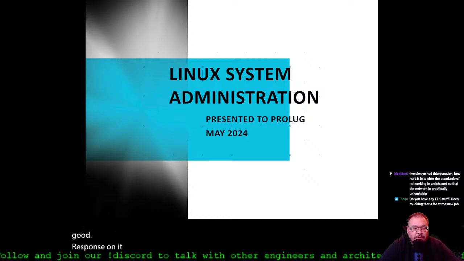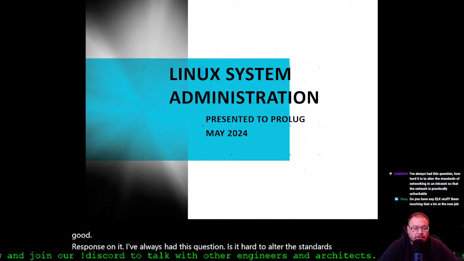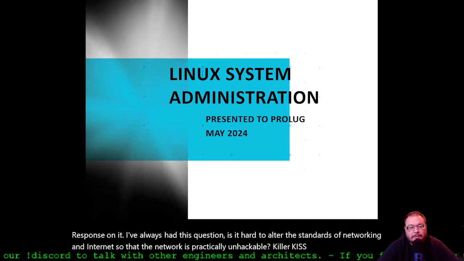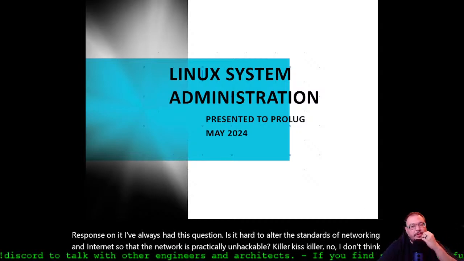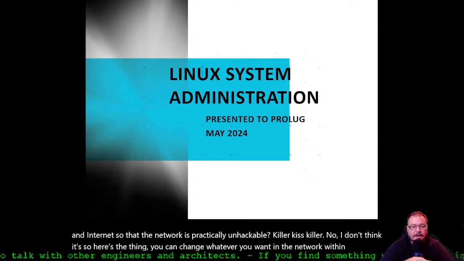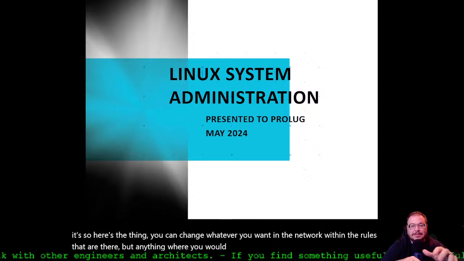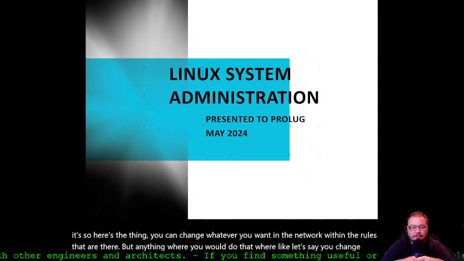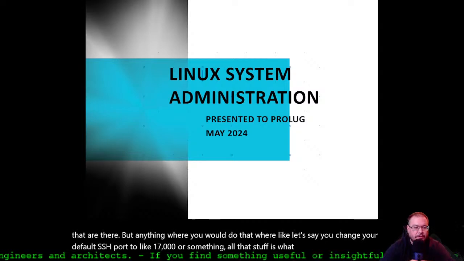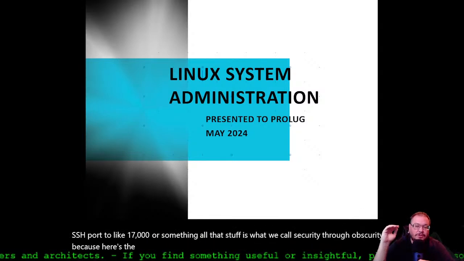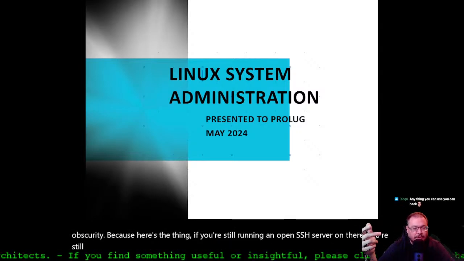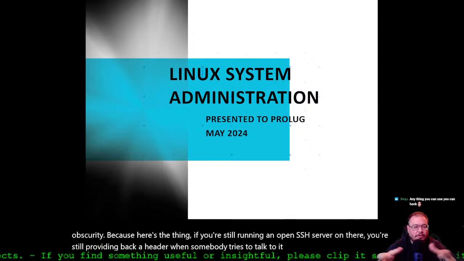I've always had this question: is it hard to alter the standards of networking in an internet so that the network is practically unhackable? Kiss Killer, no, I don't think so. Here's the thing. You can change whatever you want in the network within the rules that are there, but anything where you would do that, let's say you change your default SSH port to like 17,000 or something, all that stuff is what we call security through obscurity. Because if you're still running an open SSH server on there, you're still providing back a header when somebody tries to talk to it. So a scan of your network would find it anyways.